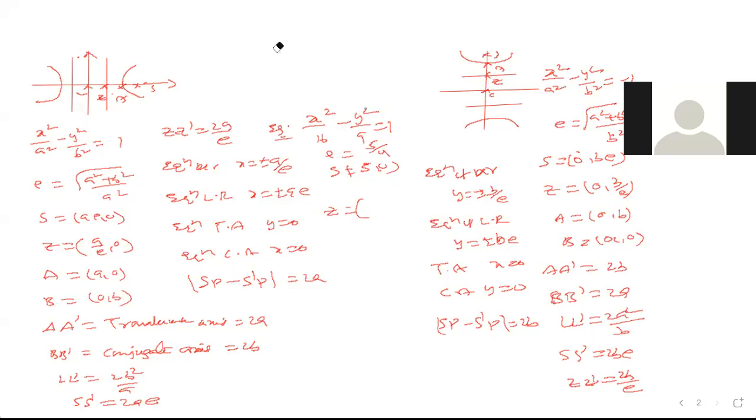Can you repeat once? a by e. What is a? e is 5 by 4, so a by e is 16 by 5, comma 0. Done. What is the equation of the directrix? x is equal to 16 by 5.